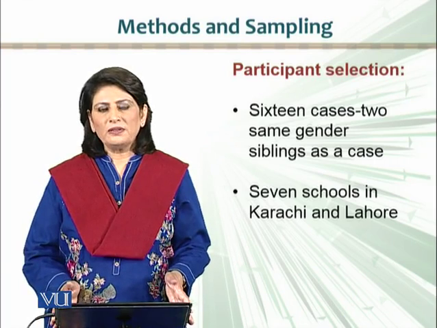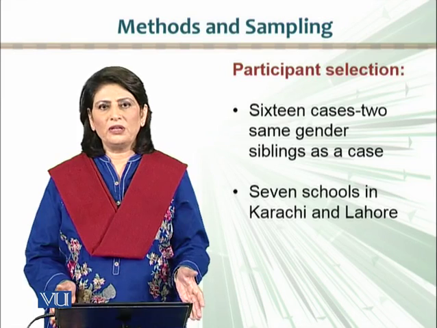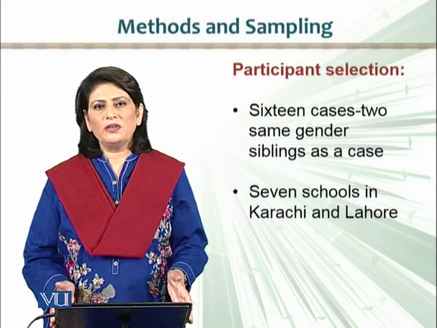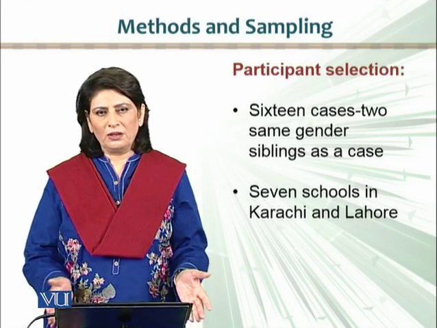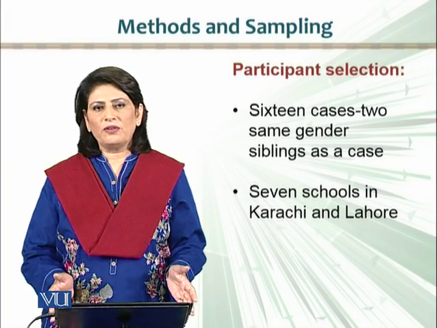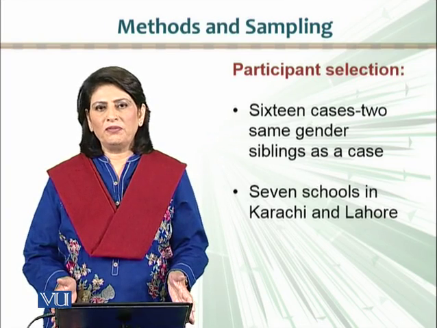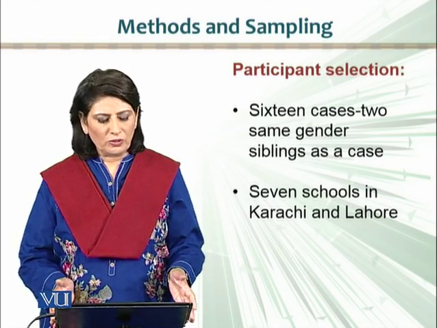Both of the siblings needed to be of the same sex, so there was one case of 2 brothers, one case of 2 sisters, and this is how it went. So you had 8 cases from the private school system, and you had 8 cases from the public school system.